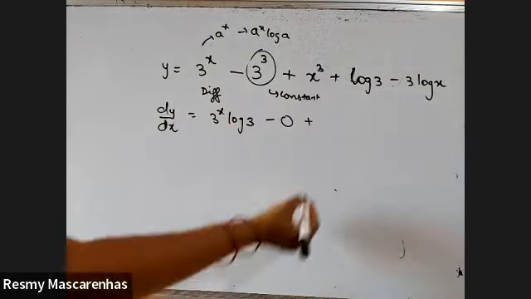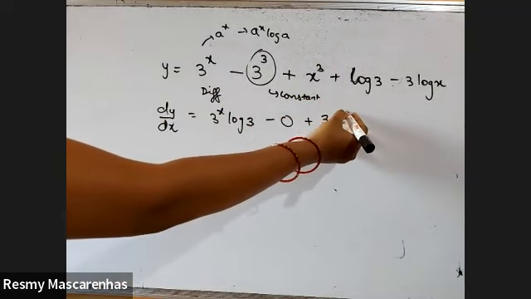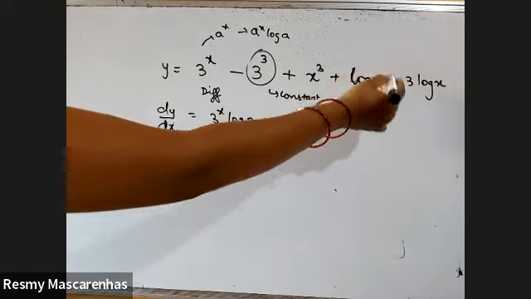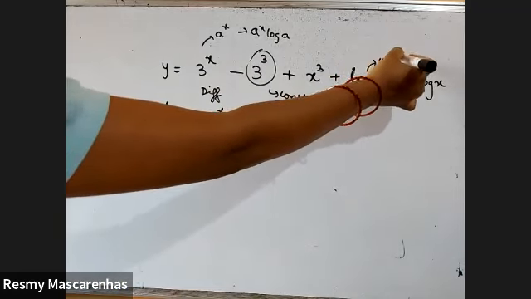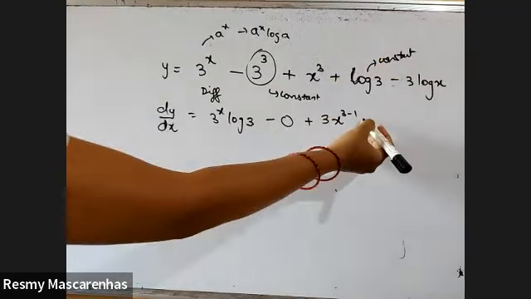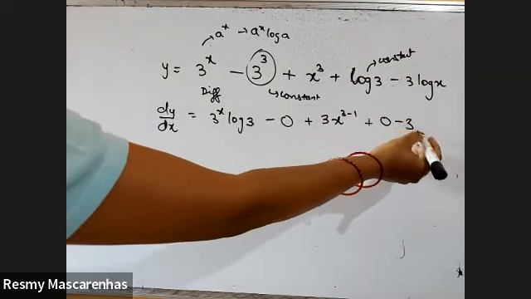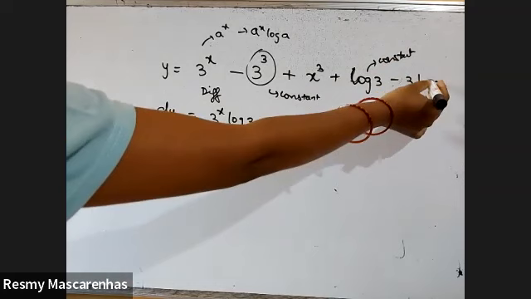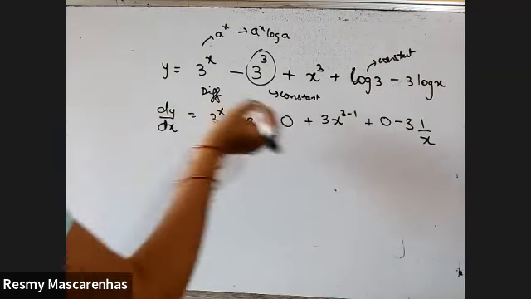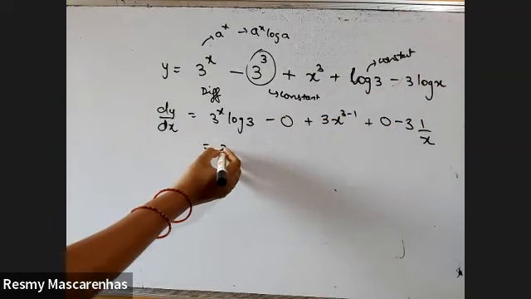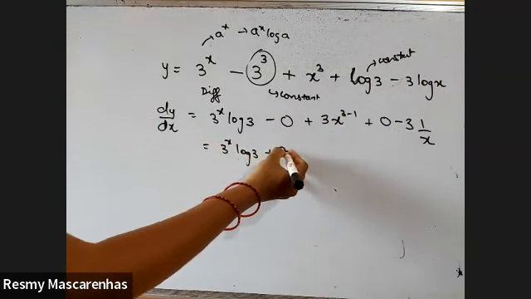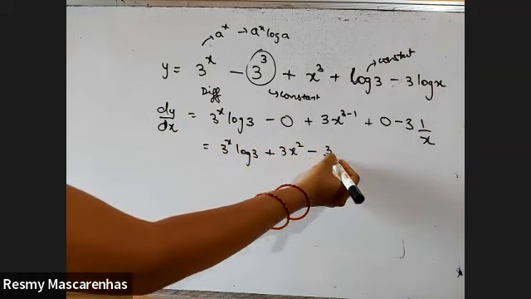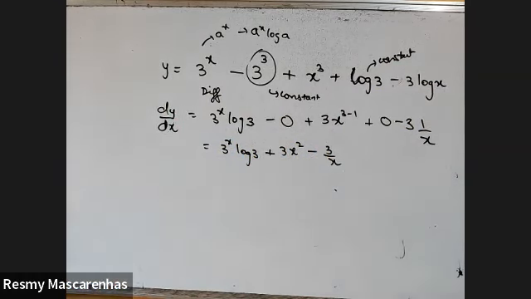This is x raised to n formula. Again, log 3 is a constant. 3 is a coefficient. Keep it, copy paste as it is. The derivative of log x is 1 by x. The answer is 3 raised to x log 3 plus 3x square minus 3 by x. So as long as there is a plus or minus sign, you don't have to worry. You just go on differentiating all the terms.